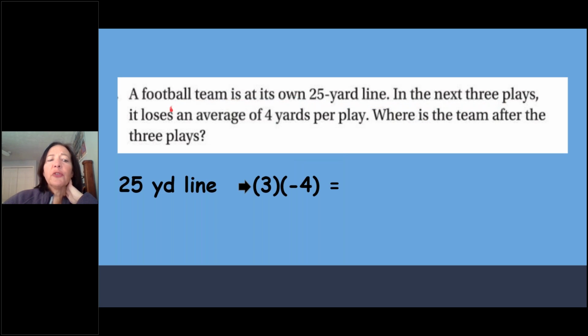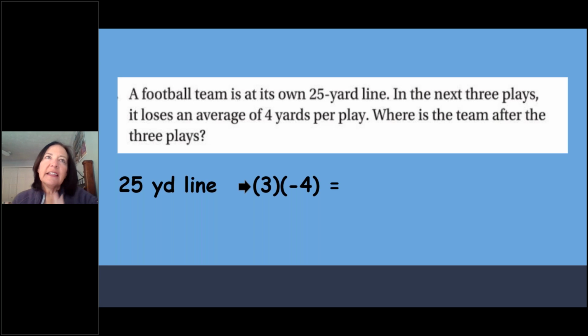And in each of those 3 plays, I lose an average of 4 yards per play. So we know that losing 4 yards per play is happening over and over, 3 times. So what kind of a problem is this going to be, Tashana? What operation? A multiplication problem.